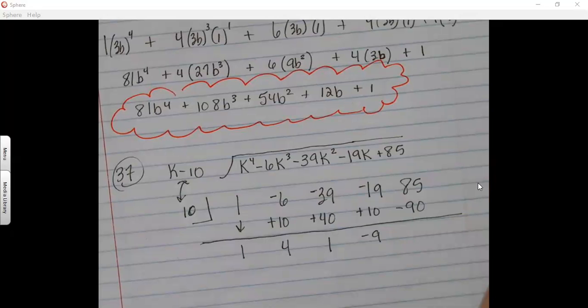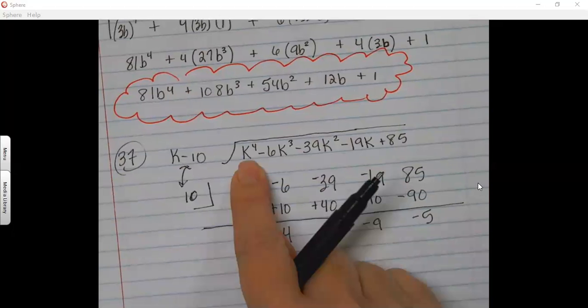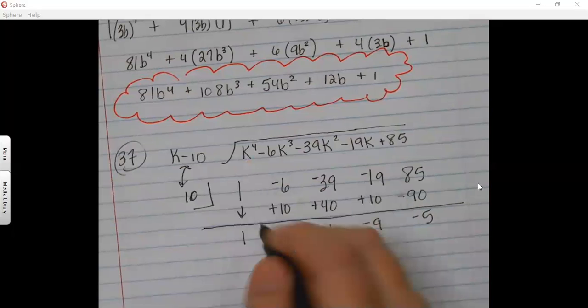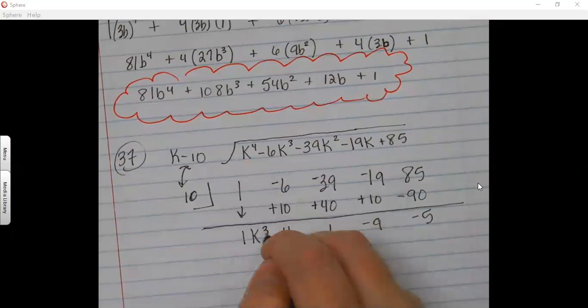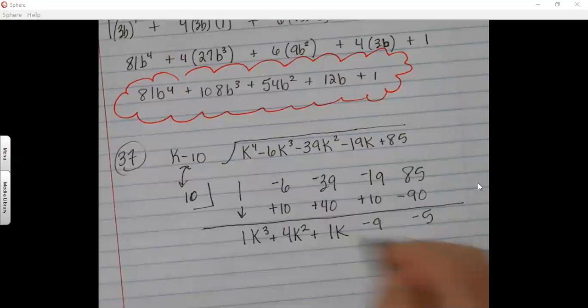Now, my answer has to have some K's in it. And so remember, your leading term has a degree 1 less than the leading term in the dividend. So my dividend, the highest degree was 4. So you always reduce it by 1, right? So my very first term is going to be 1k cubed, and then go down, plus 4k squared, plus 1k, minus 9. So what does that negative 5 give me? That's your remainder. Do we write R5?